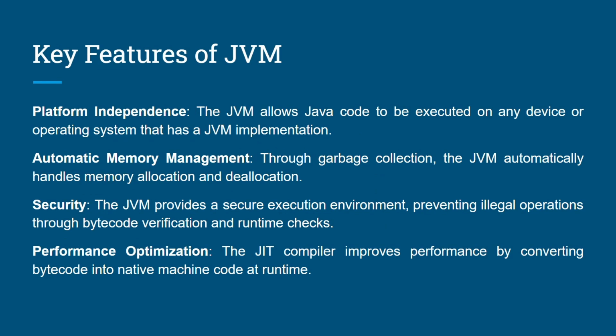Now let's talk about some of the key features of the JVM. First, platform independence. It enables Java code to run on any device or OS with a JVM implementation. Second, automatic memory management. The garbage collector automatically handles memory allocation and deallocation. Third, security. It provides a secure environment through bytecode verification and runtime checks. Fourth, performance optimization. The JIT compiler improves performance by converting bytecode into native machine code at runtime.